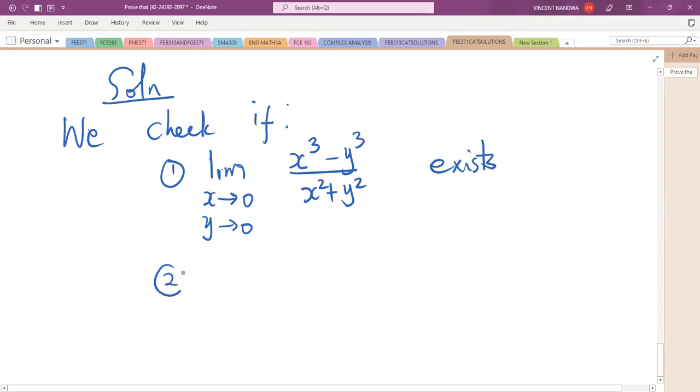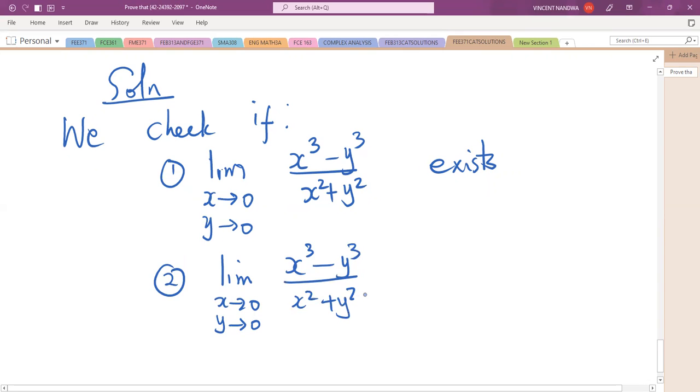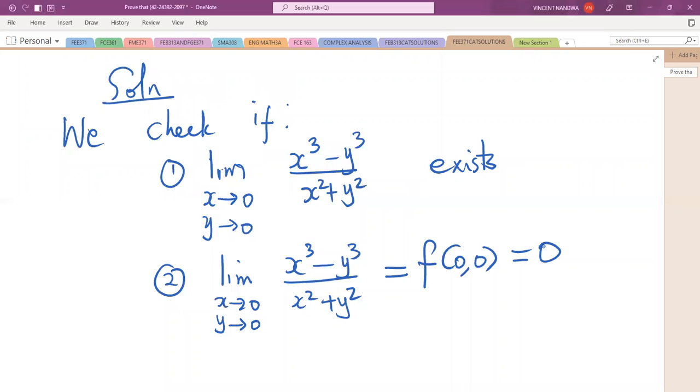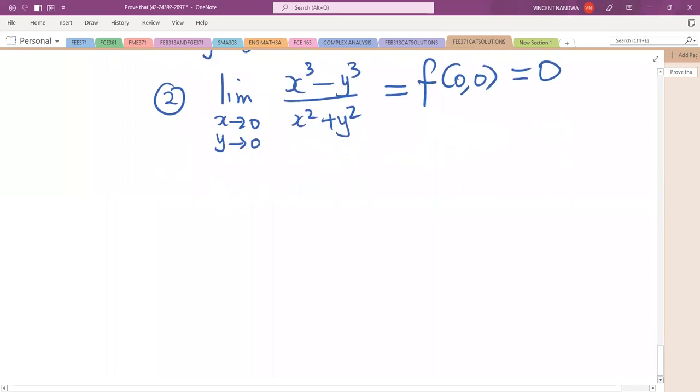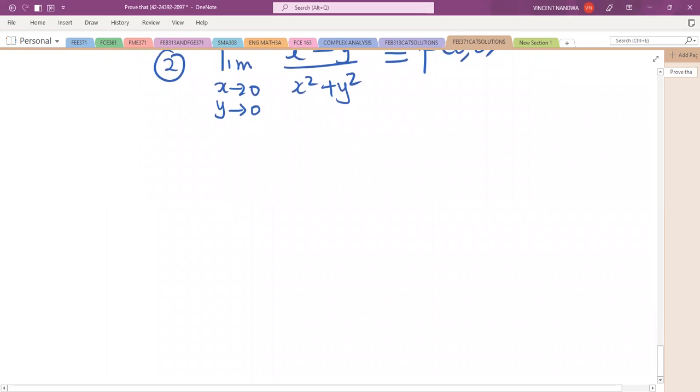And then number 2, the limit as x approaches 0, y approaches 0 of this function x cubed minus y cubed over x squared plus y squared is equal to f at 0, 0, which is already given in the function as 0. So if you are able to prove these conditions, then we'll conclude that the function is continuous at the point 0, 0. If at least one of the two conditions is not satisfied, then we say that the function is not continuous at the point 0, 0.